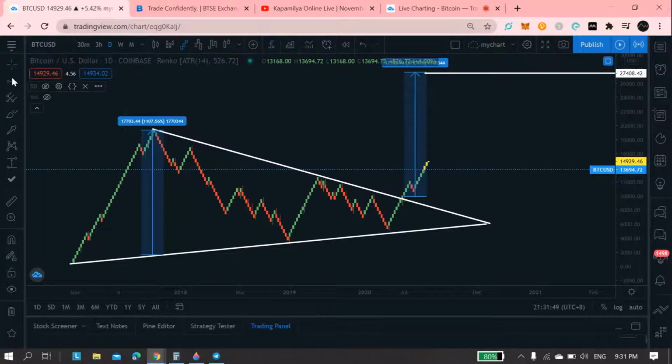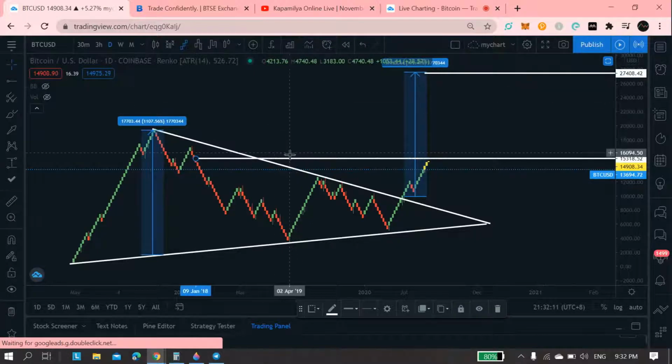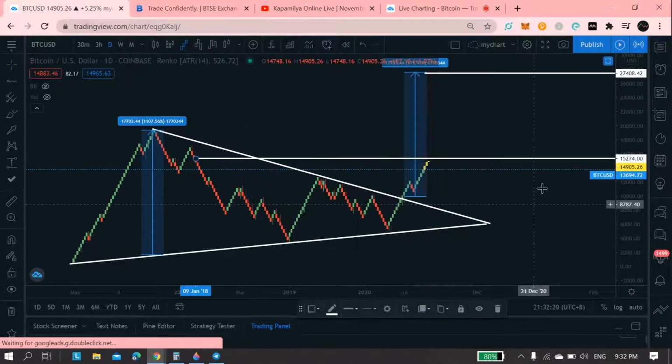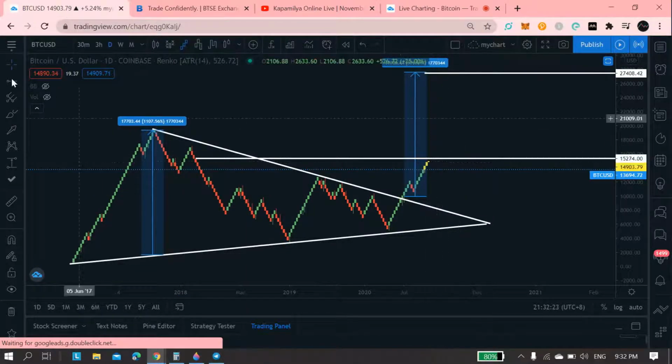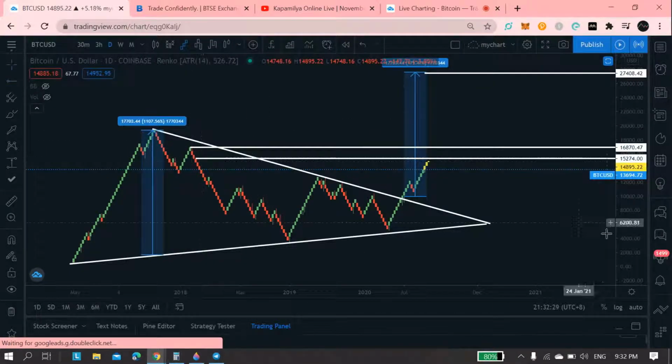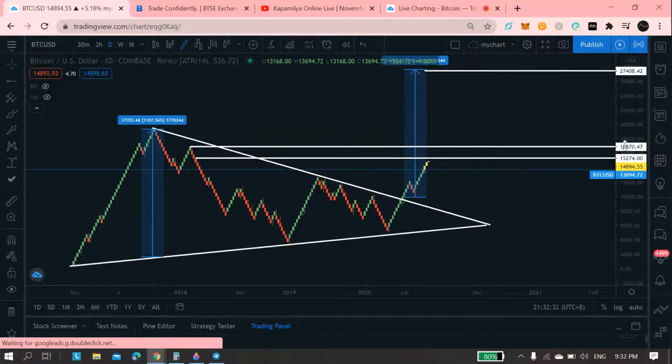So currently for short-term traders, just for day traders, since this is a projected possible bullish Renko chart, I'm expecting it to retest this area, the next Renko chart, which is the 15,274 area. So that's the next resistance I'm looking at. But this one is really the strong resistance I'm looking at, the 17,000 area or the 16,870.